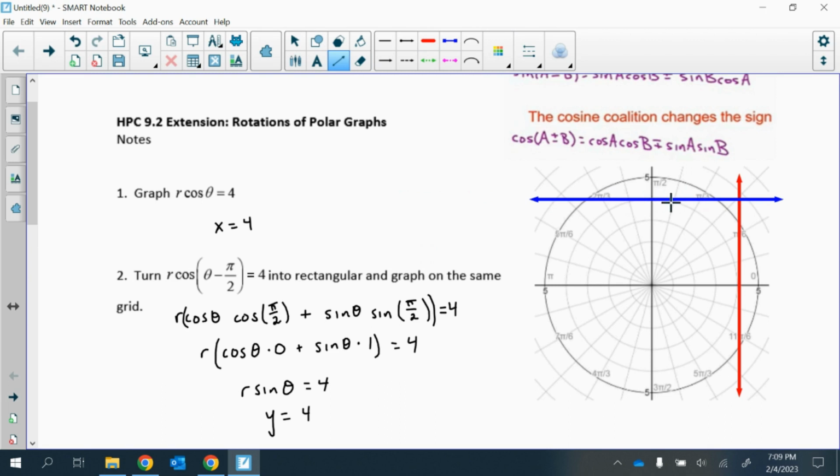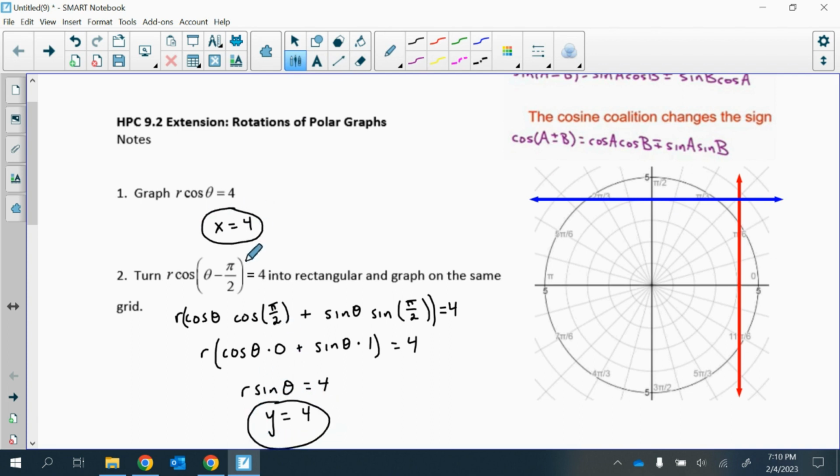So what I end up with is the line y equals 4. So x equals 4 turned into y equals 4. And we can probably figure out why that is. What ends up happening is I had some sort of shift. So theta shifted pi halves.